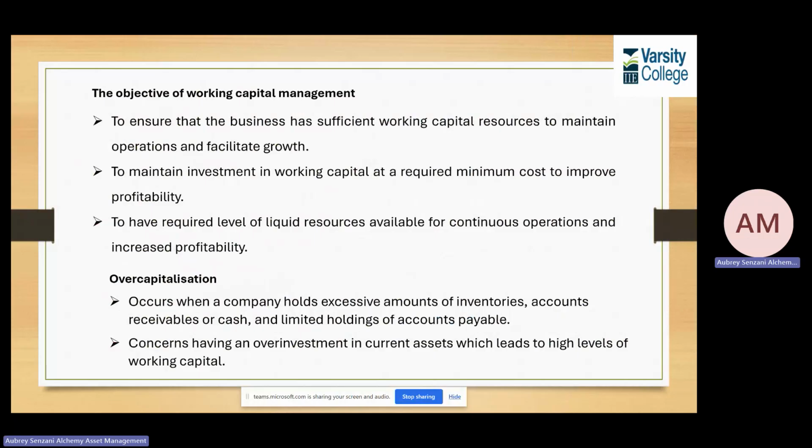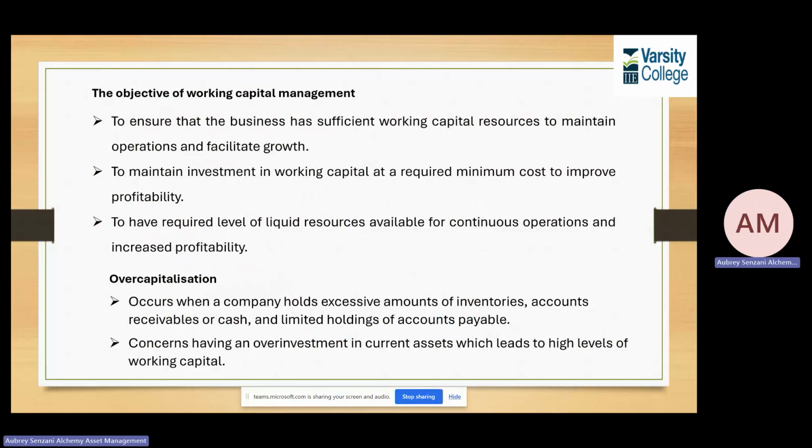Okay, so we're using money to get our inventories, to make sure we have cash available for the running of the business, to meet expenditure and all that kind of stuff. And we have limited holdings of accounts payables. In other words, we are underutilizing accounts payables. Why is that problematic? Because it means that we are foregoing an opportunity to get funding from external sources and use less of our own money.